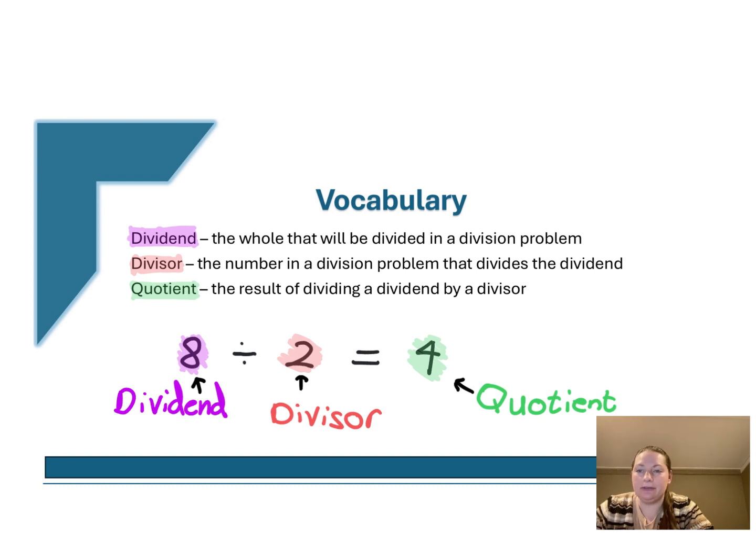And the final number in a division equation is our quotient. So the quotient is the result of dividing a dividend by a divisor. So those are 3 vocabulary words that we're going to focus on today: dividend, divisor, and quotient.